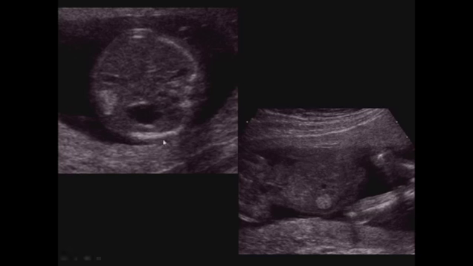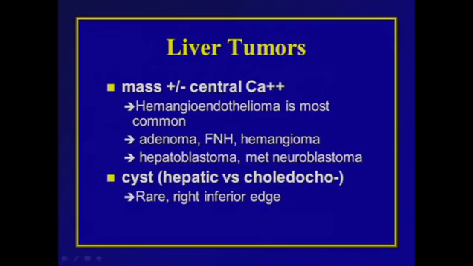Moving on, here's a lesion that you don't see very often. This is a transverse view of the upper abdomen. Here's the stomach, intrahepatic umbilical vein. This is the liver, and there's an echogenic lesion here seen in the left lobe of the liver. On this coronal view, we see it's a very well-defined, discrete lesion within the liver.